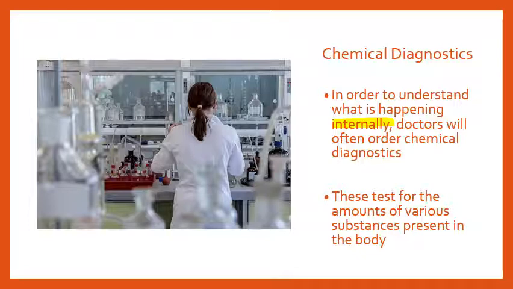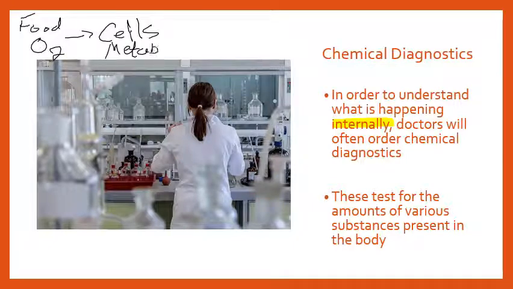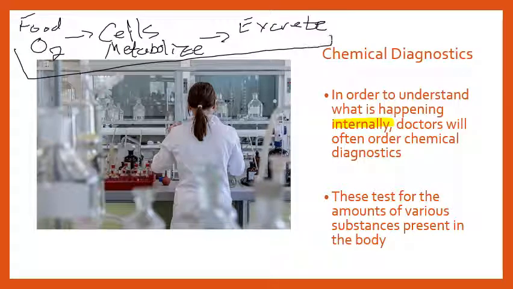If you think back to when we learned about things like nutrition, basically, you take in food, you take in O2, that goes to your cells. In your cells, they're going to metabolize. And once they metabolize, then they're going to excrete. And all of the things that they're doing here, every single one of these steps involves chemistry. And we would call this biochemistry because it is the chemistry of a living thing.